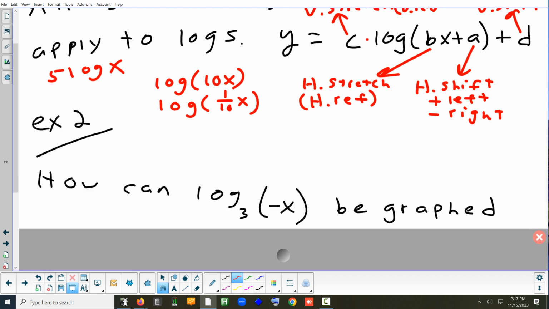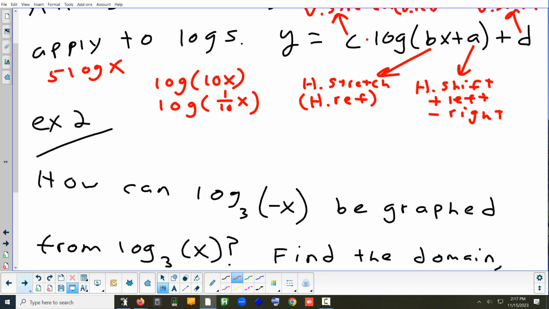All right, so let me leave that up. Let's try this one. Whenever you compare 2 functions, these bases are always going to match. You can't compare a base 4 log to a base 3 log. It doesn't work that way. You can compare a base 3 to a base 3, base 2 to base 2. Bases have to be the same.